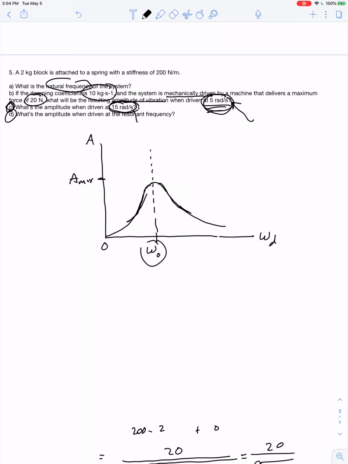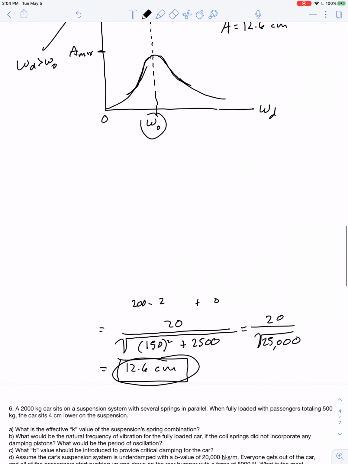The way I've drawn it, it doesn't appear to be, and let's see if our results from these calculations verify that. So when the driving frequency was less than the natural frequency, we got an amplitude equal to 12.6 centimeters. So now let's figure out when the driving frequency is greater than the natural frequency, what do we get? Let me clear a little room.